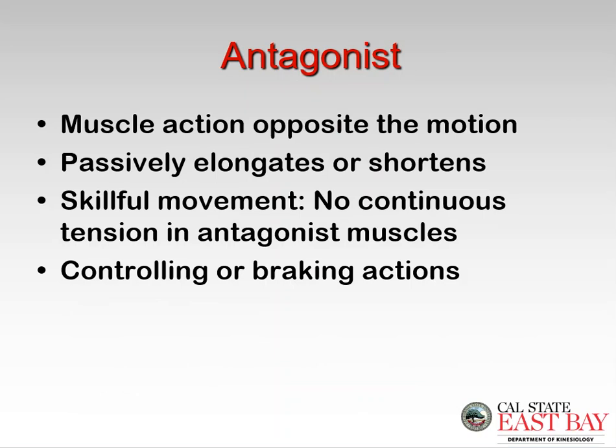An antagonist is a muscle whose action is opposite of the motion. Typically, it's passively elongating or shortening, but the passive elongation we'll discuss a little later. Skillful movements have no continuous tension in the antagonist muscles. And again, typically the antagonists control or brake actions and motions.